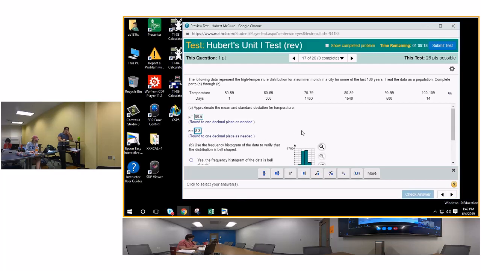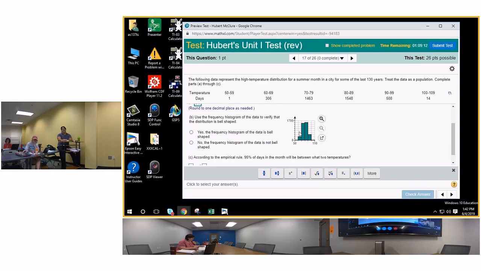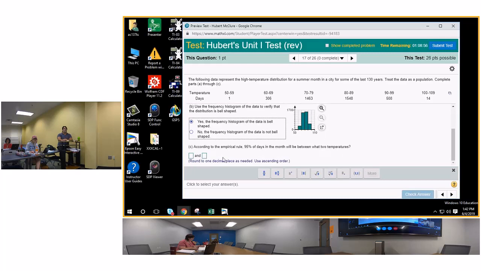Now it says use the frequency histogram of the data to verify that the distribution is bell curve. Is it? Yeah, pretty much. Why? Because it's got a hump in the middle. Is the hump on the left? No. Is the hump on the right? No. Now if it was all over the place, it would be no. But according to the empirical rule, 95% of the days of the month will be between what two temperatures?